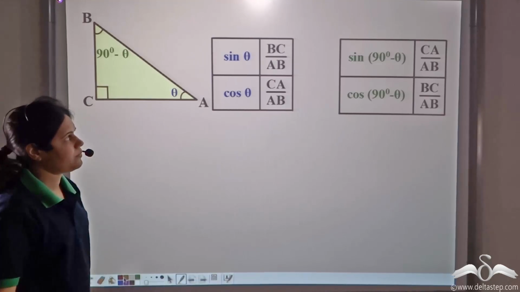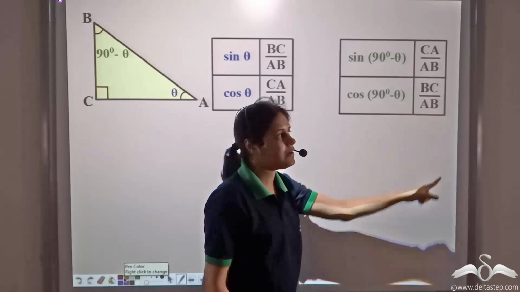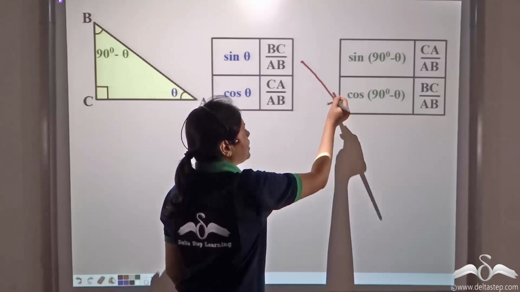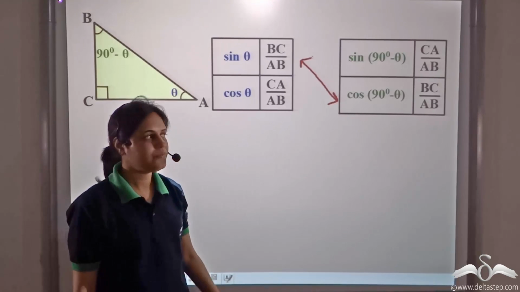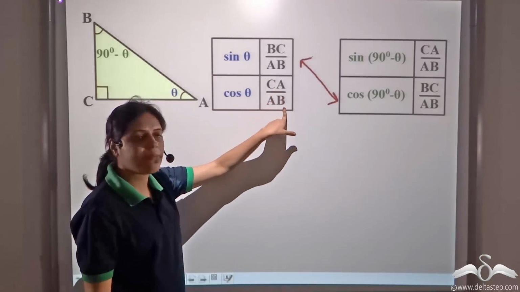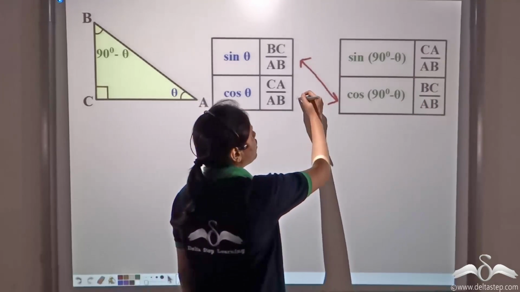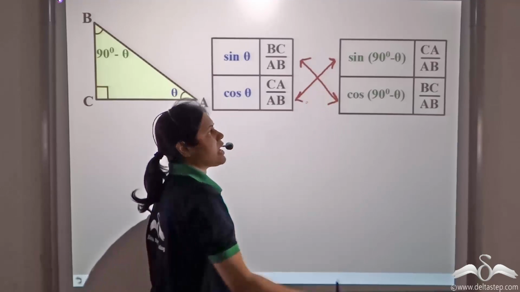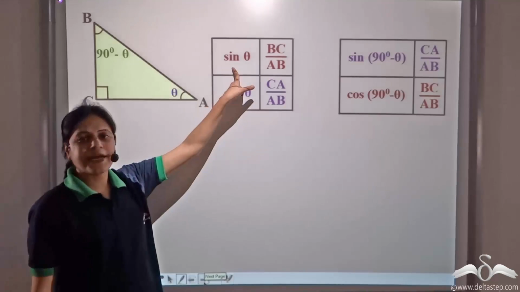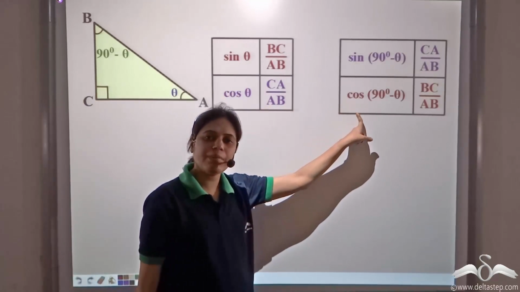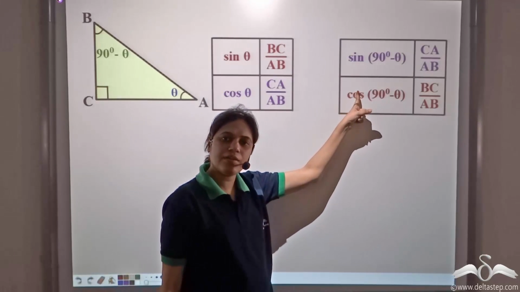Now observe something. BC by AB, and we have BC by AB here. So sine of theta is equal to cos of 90 degrees minus theta. Also, we have CA by AB here and CA by AB here. So cos of theta is equal to sine of 90 degrees minus theta. So sine theta is cos of 90 degrees minus theta, and cos theta is sine of 90 degrees minus theta.